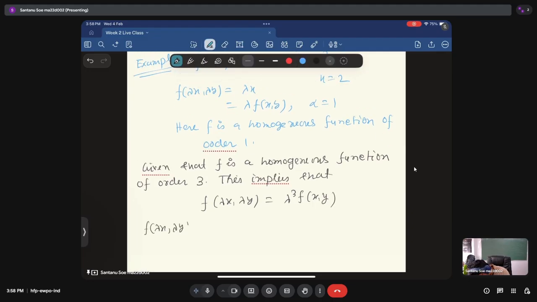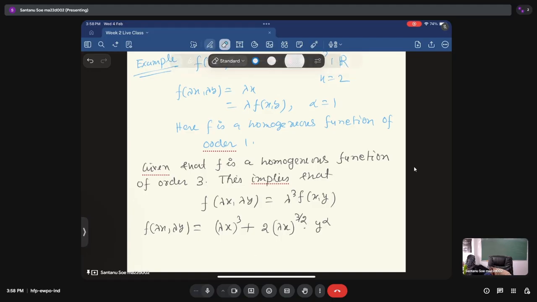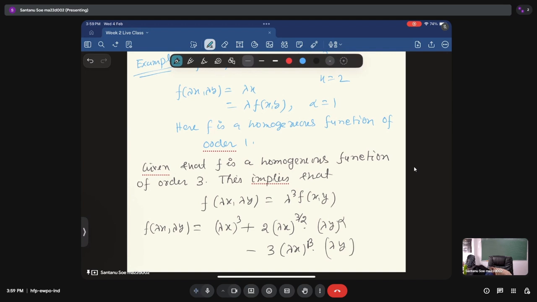Now f of lambda x comma lambda y is nothing but lambda x whole cube plus 2 times lambda x to the power 3 by 2 into y to the power alpha, sorry, minus 3 times lambda x to the power beta into, so this will be lambda y to the power 5 by 2.